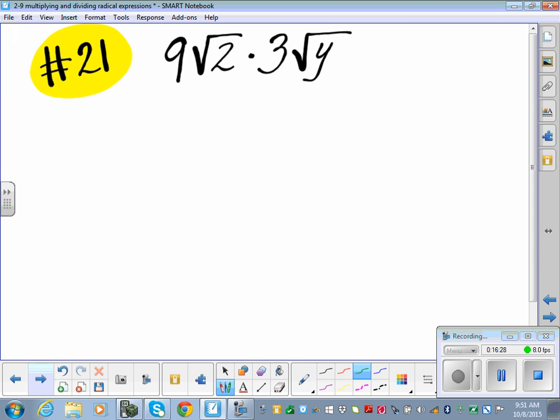All right, so now let's do number 21 together. So now we're going to be multiplying and simplifying. So we practiced multiplying radicals. Now we practice simplifying. Let's put those two things together. We're going to multiply together and then simplify. Couple things to remember.